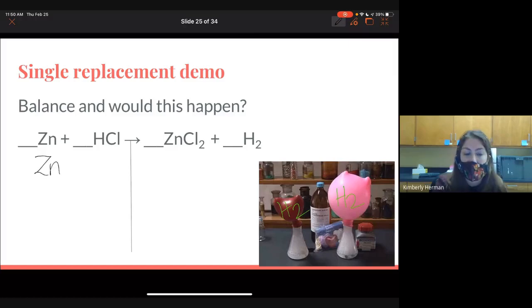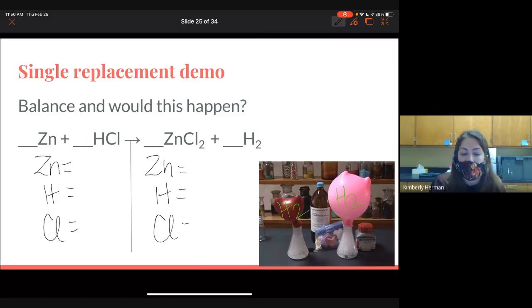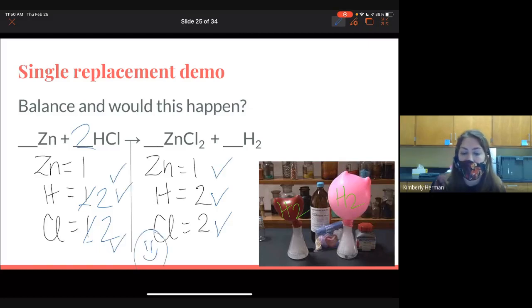So we have Zn, H, and Cl, and Zn, H, and Cl, and then we made our list, so we're going to decide how many we have. We have 1, 1, and 1. We have 1, 2, and 2. So how do we make a 1 look like a 2 on this side? We're going to place a 2, and that actually made it balanced for both of these. Then notice that we have 5 atoms on both sides, and we are balanced. We can put 1s here if we'd like.